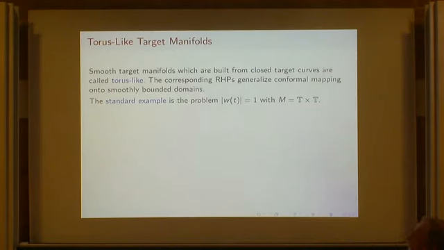So now let's consider the first class, these torus-like target manifolds. This is our standard example. You have seen it already, prescribed modulus 1.